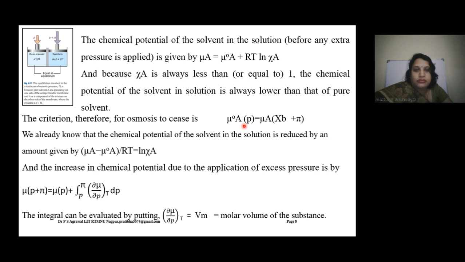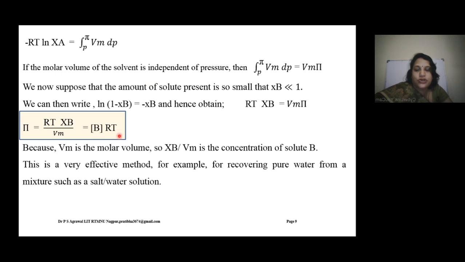Means chemical potential mu 0 A will be equal to mu A plus some pressure pi. Now, to determine the magnitude of this pressure, the pressure dependence of the chemical potential is needed, in addition to understanding the effect the solute has in lowering the chemical potential. The magnitude therefore is the increase in chemical potential due to application of excess pressure. Now we know this expression. The increase in chemical potential due to application of excess pressure is given by this one. On integrating, we reach here, and following some mathematical steps, we find the osmotic pressure pi.